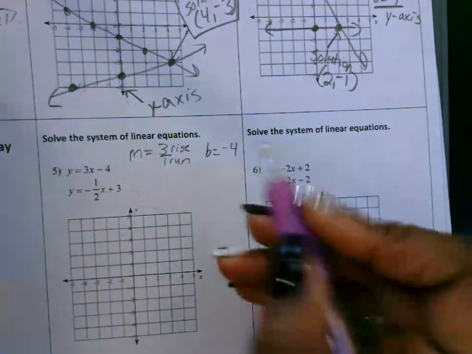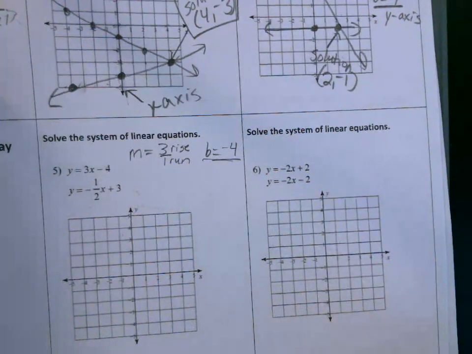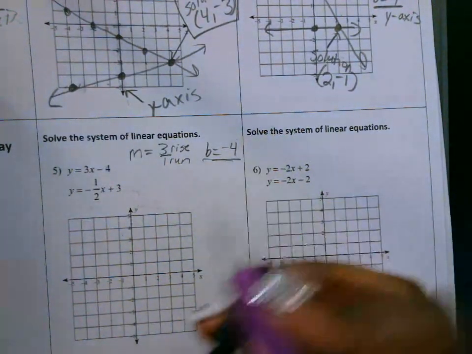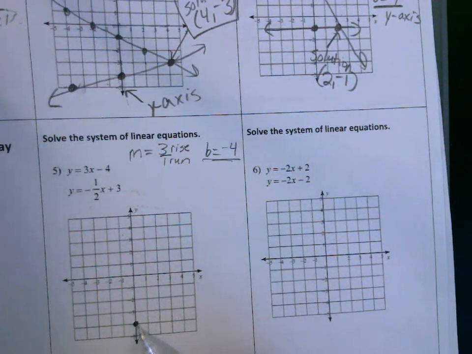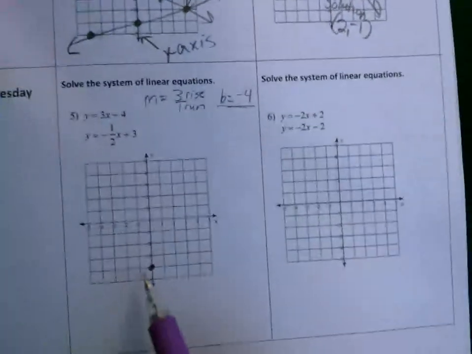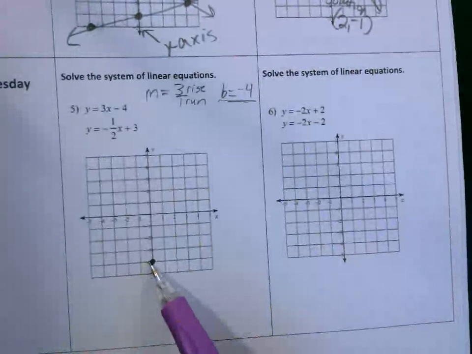In order to graph, we're going to find B. We're going to graph B on which axis, the X or the Y? Y. So find -4 on the Y axis. That's down 4 from the origin. Put your pencil on -4 on the Y axis.